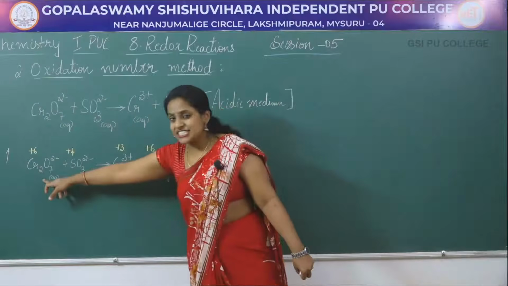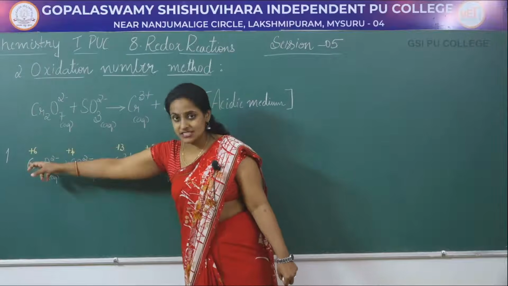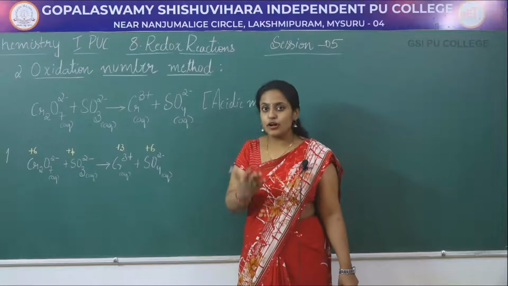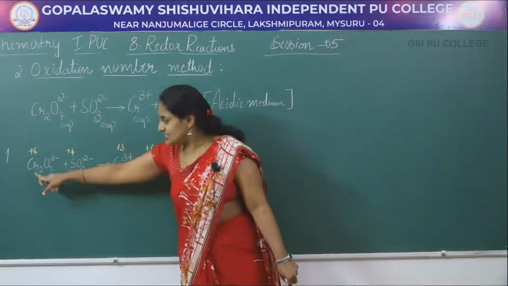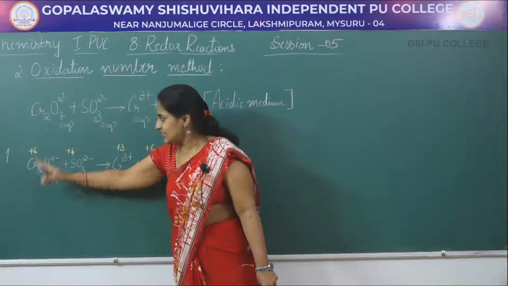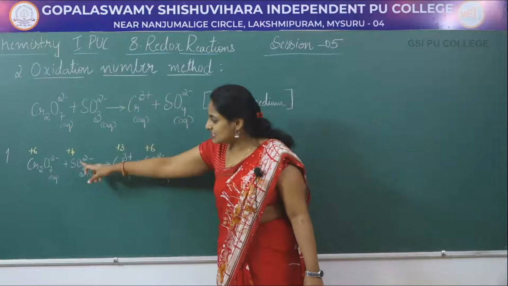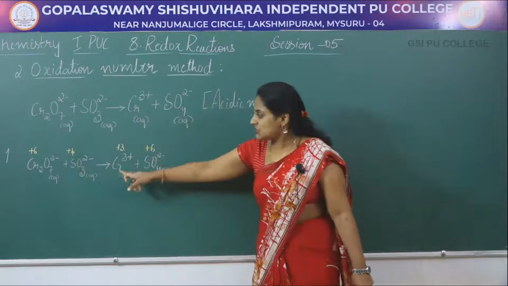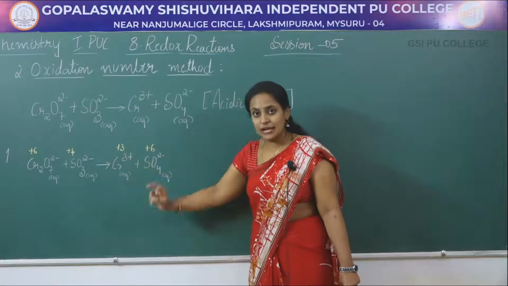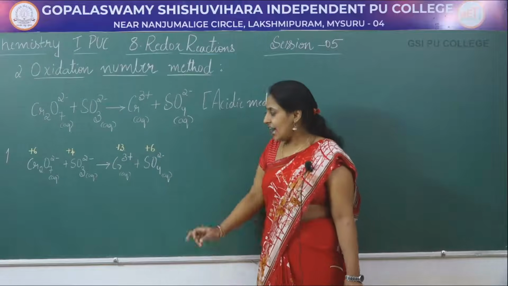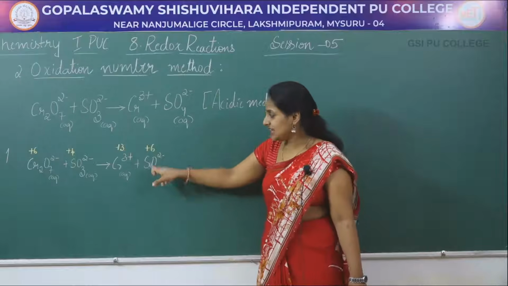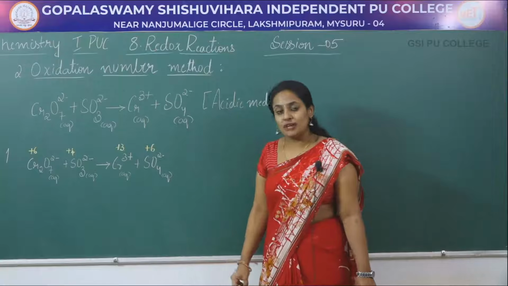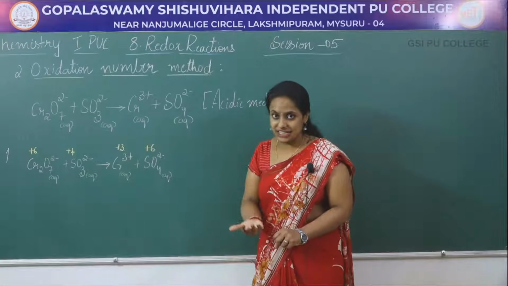The oxidation state of chromium in dichromate is +6. You have already learnt how to calculate the oxidation state, therefore I am writing directly the oxidation state of chromium in dichromate, that is +6. The oxidation state of sulfur in sulfite ion is +4, whereas the oxidation state of chromium in the Cr 3+ ion is +3, and the oxidation state of sulfur in sulfate ion is +6.